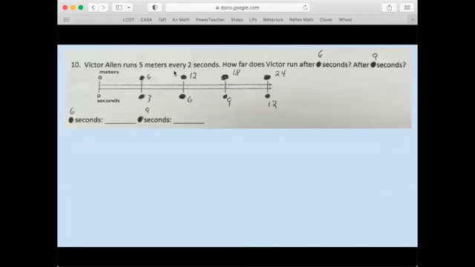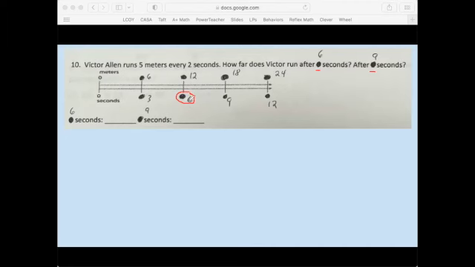It says Victor Allen runs 5 meters every 2 seconds. How far does Victor run after 6 seconds? And how far does he run after 9 seconds? When I look at the double number line, which is what this is, I'm going to go to 6 seconds, which is right here. And I'm going to look up at meters because I see that these are equivalent ratios because of the way they're plotted. They're plotted right next to each other.